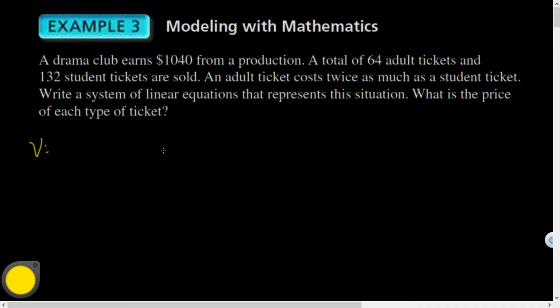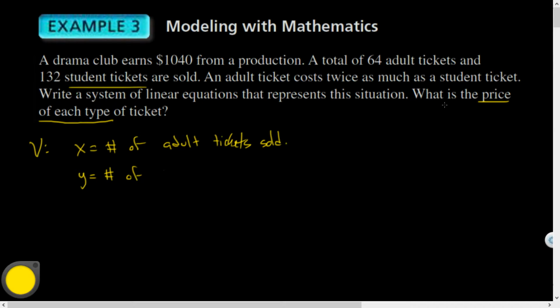So first thing we do when doing word problems is we have to define our variables. And our variables are often going to be the question that they're asking. Price of each type of ticket. So what are the types? Well, x will be the number of adult tickets sold. And y is the number of student tickets. So what is the price?